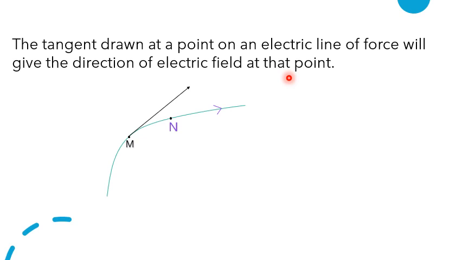If you take another point N, and you want to know the direction of the electric field at that point, you have to draw another tangent. Here this tangent is giving us the direction of the electric field at the point N. According to this diagram, it is very clear that in this electric field, the direction is different at the points M and N.